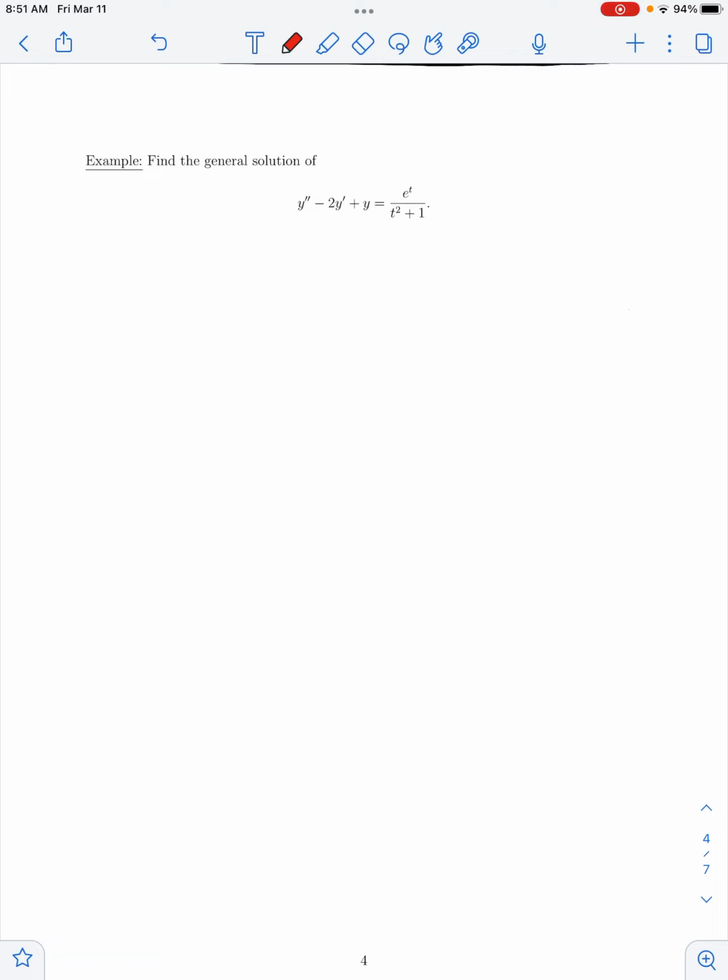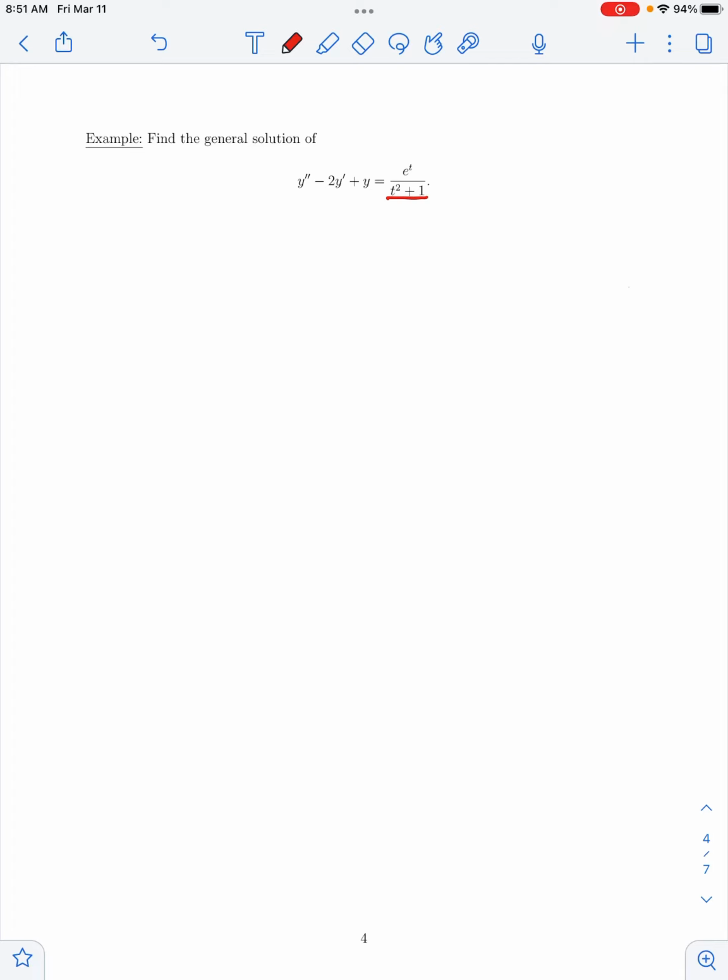So let's look at another example. Here we're asked to find the general solution of this second-order linear non-homogeneous equation. And again, we see that our g of t function is not a polynomial, an exponential, or a sine-cosine function. So we cannot use the method of undetermined coefficients here. We're going to need to use variation of parameters.